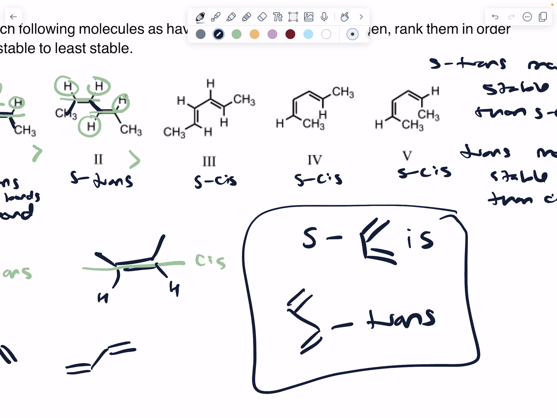Now we can do the same thing for each of these and see that this has a trans bond within S cis, and this also has a trans bond within S cis. So 2 trans bonds. That means it is the most stable S cis can possibly be.